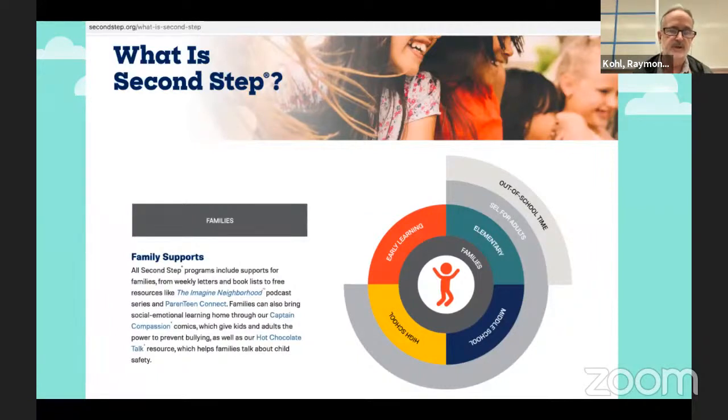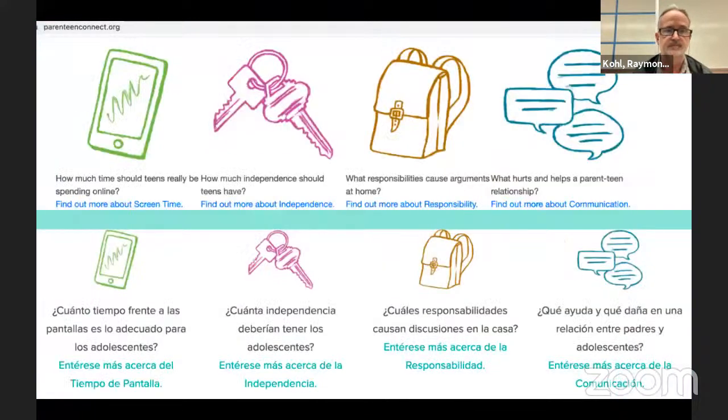And we're going to take a look at some of the components for parents. I think that this is really important because some of the components deal with things like privacy and independence, responsibility, and the one we're going to talk about today is communication.